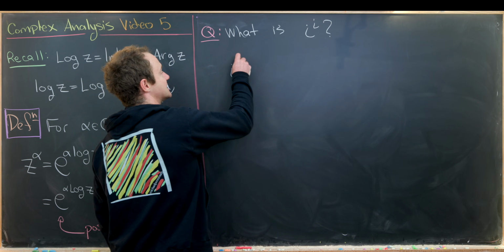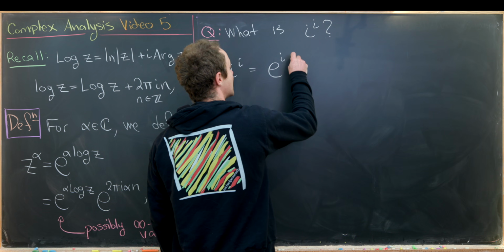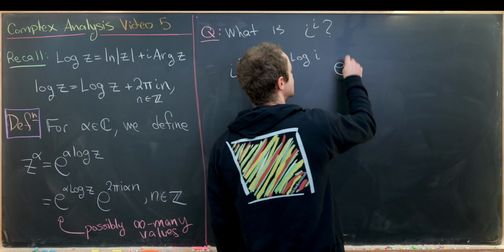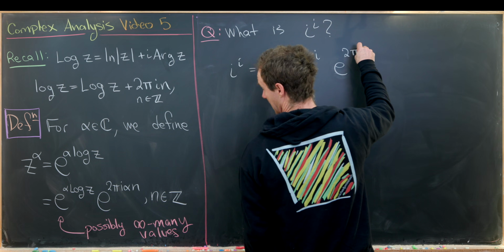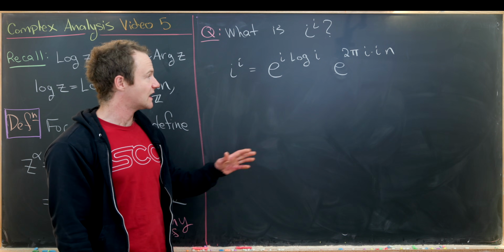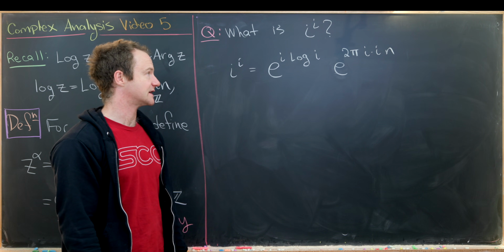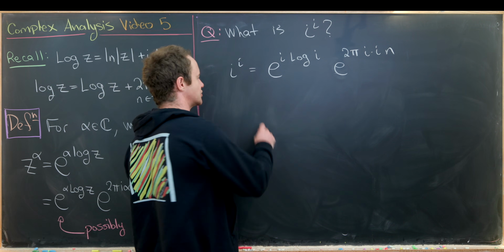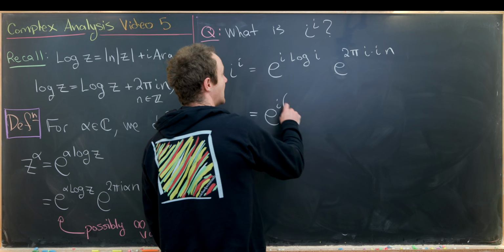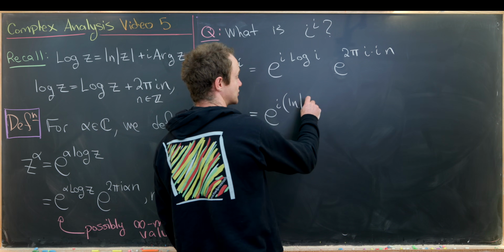So we have i to the i is going to be the same thing as e to the i, and then we have log i times e to the 2 pi i times n. What I've done is I've just replaced alpha and z with i in this case. Okay, so now let's get to simplification here. So this is going to be e to the i, and then the log of i is the natural log of the modulus of i.